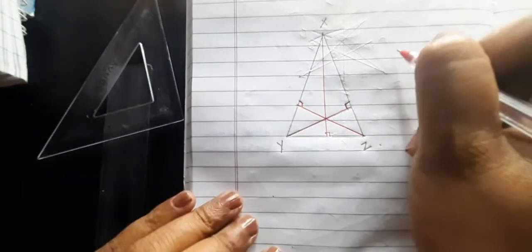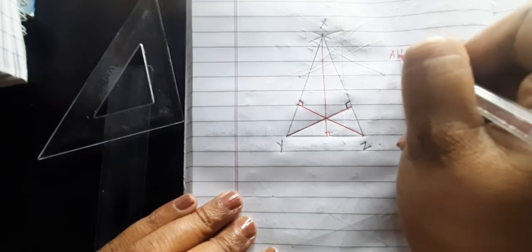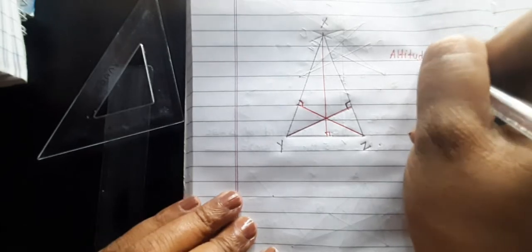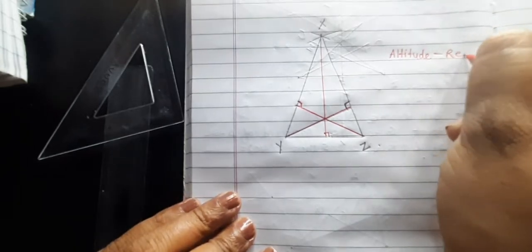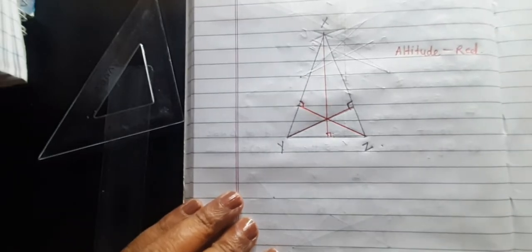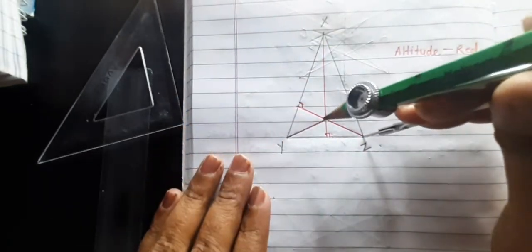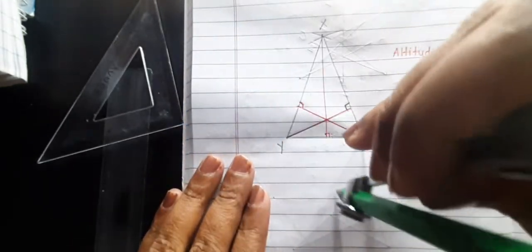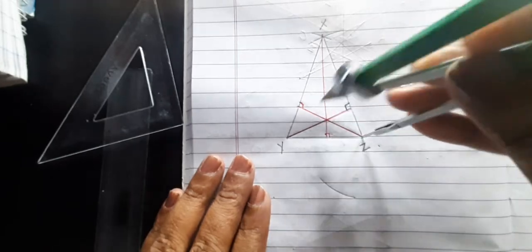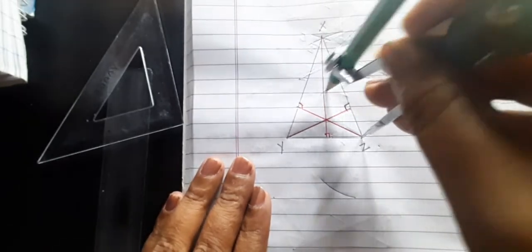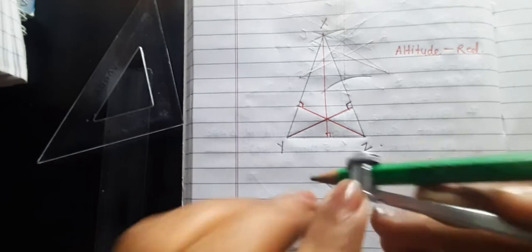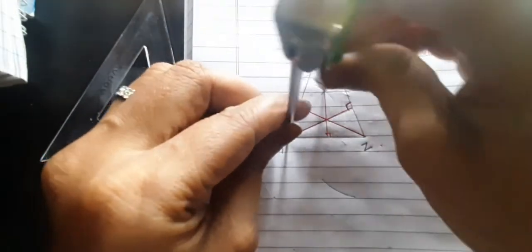So these are the altitudes which are drawn in red. Altitude, red one. Okay, now the perpendicular bisector with pencil I am going to draw, because for drawing I need a compass.